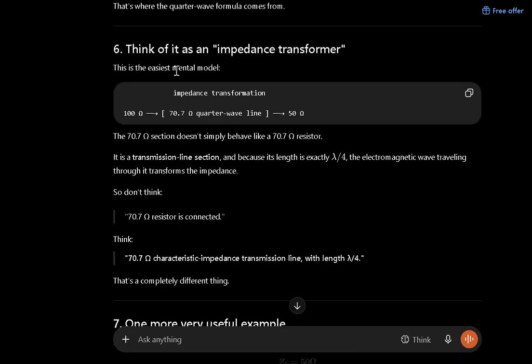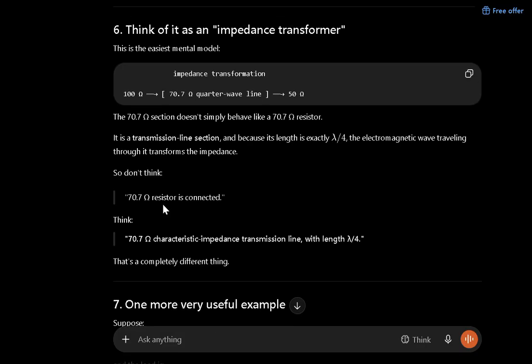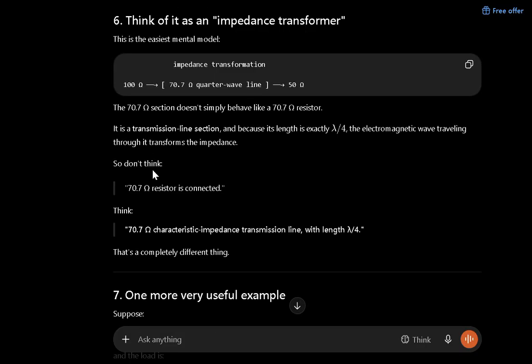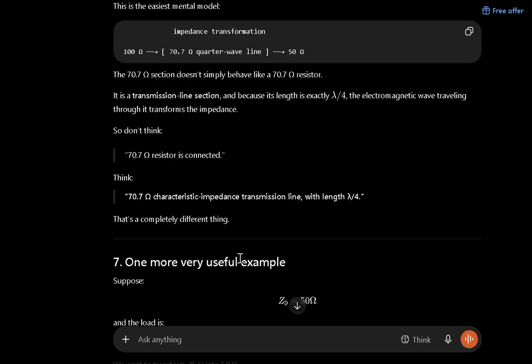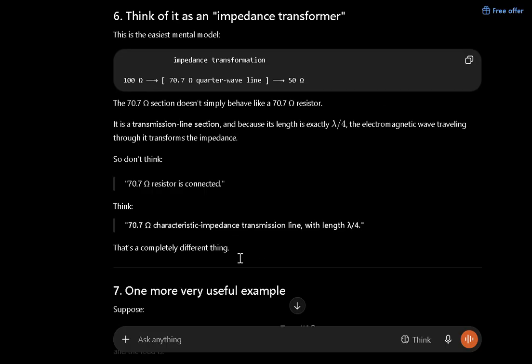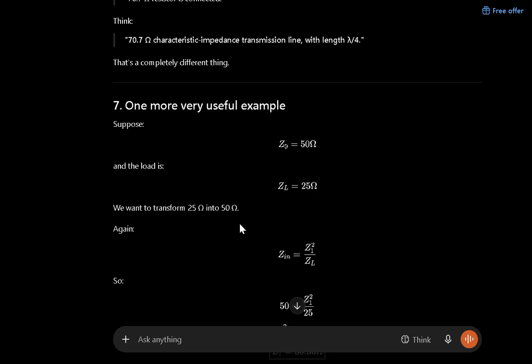So this is the easiest mental model: impedance transformation, 100 ohms to 50 ohms. The 70.7 ohm section doesn't simply behave like a resistor. It is a transformation line section, and because its length is exactly λ/4, the electromagnetic wave traveling through it transforms the impedance. So don't think a 70.7 ohm resistor is connected. It is a 70.7 ohm characteristic impedance transmission line with λ/4 length. That's a completely different thing. One more example.